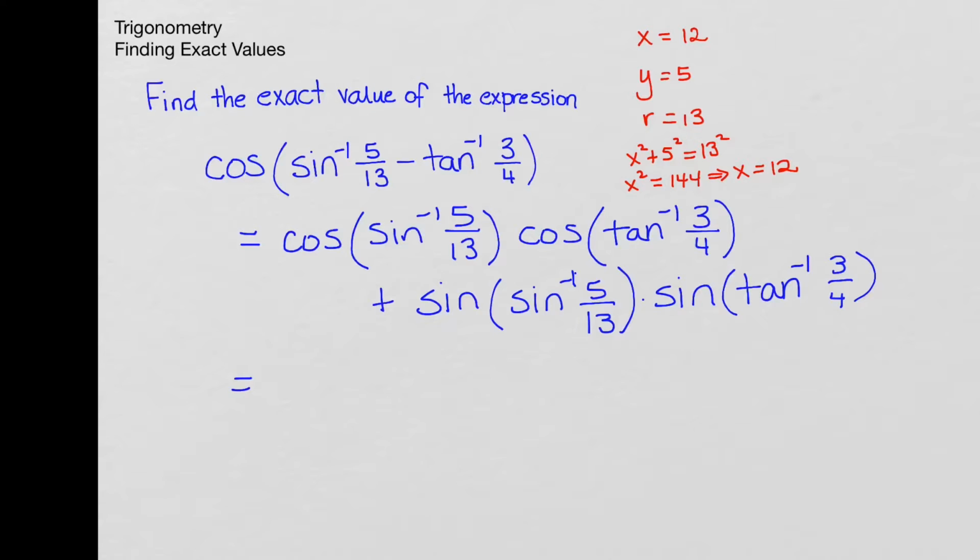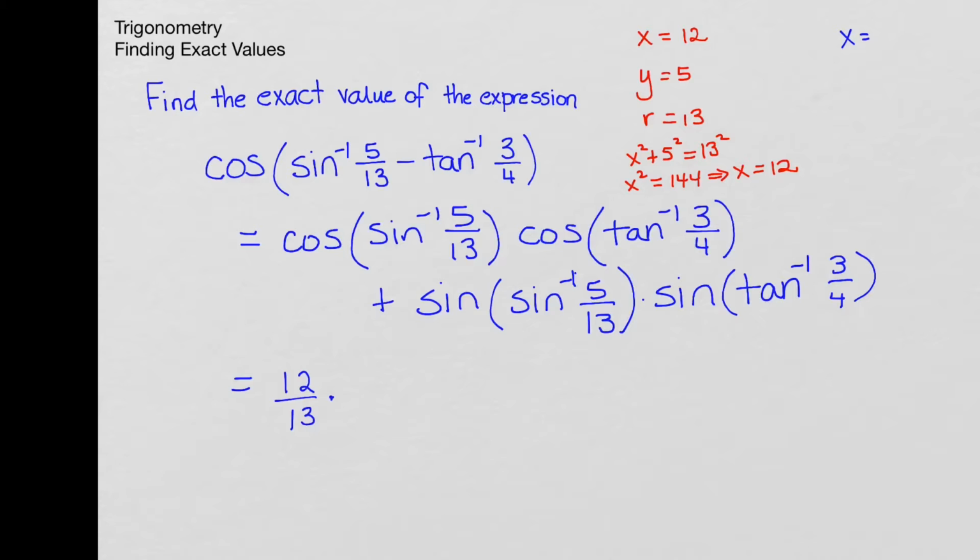So then when I say, well, what's the cosine of the sine inverse of 5/13? That would be 12 over 13 times. Now we have cosine of tangent inverse of 3/4. So I'll do basically the same thing here.